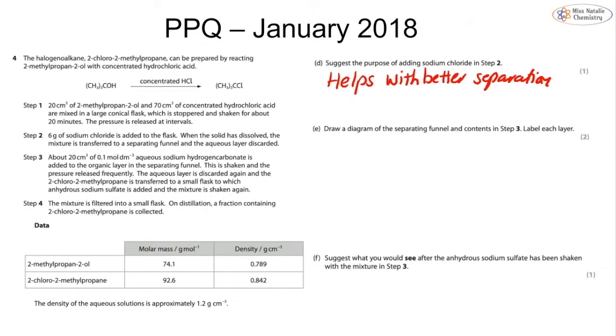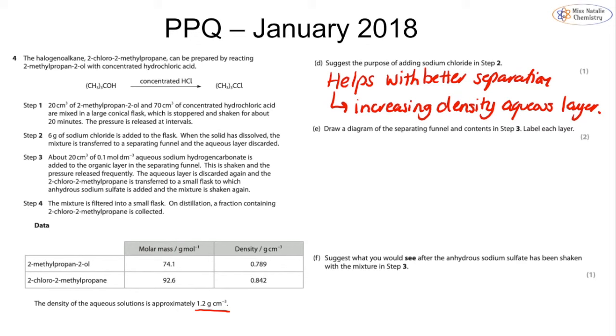And the reason for that is because we are increasing the density of the aqueous layer. So it just allows us to get a better separation. You can see that the density of the aqueous solutions is about 1.2. If we add in the sodium chloride, we're going to get an even higher density, and then it makes it easier to separate from the other two.